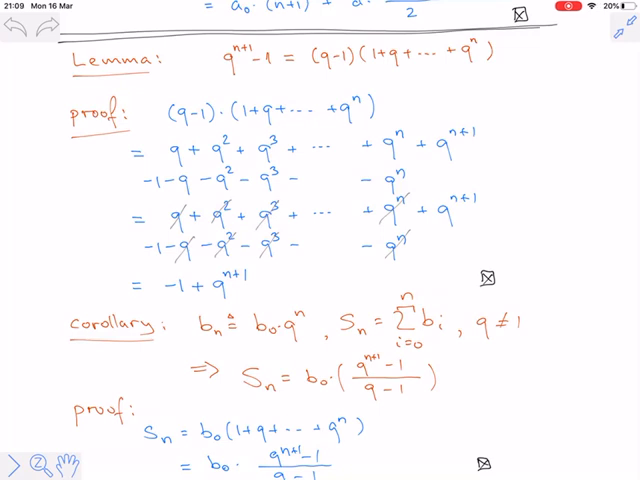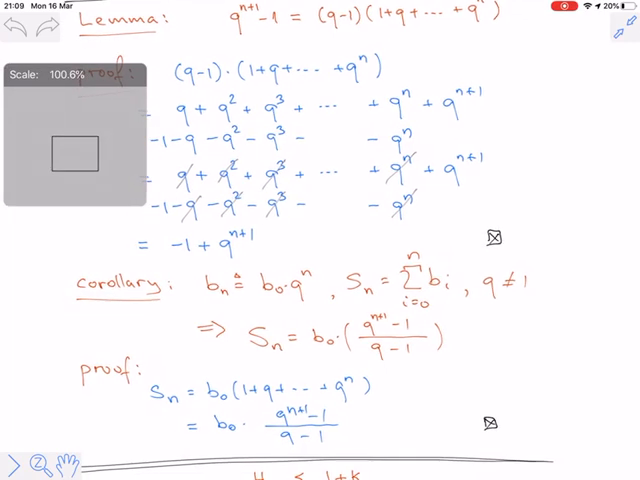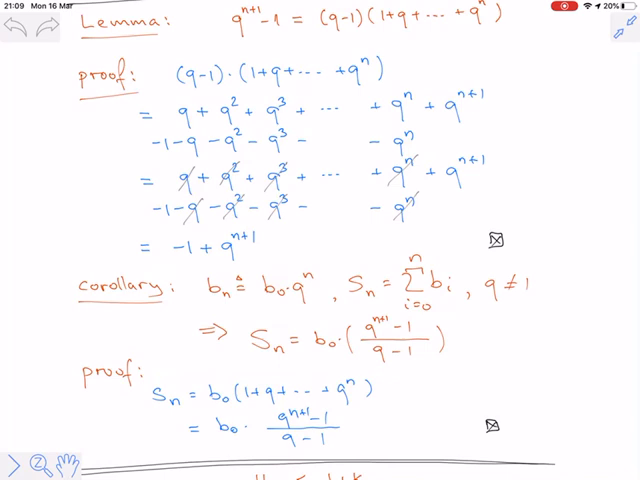Great. Now, I use this lemma in order to prove the formula for the sum of the geometric series, right? The only difference I have to notice now is that in the geometric sequence, the nth element is not Q to the power of n, but rather B0 times Q to the power of n. So when I look at this sum, Sn, it's B0 times 1 plus Q up to Q to the power of n. Now, for this thing, I already have an expression. It is Q to the power of n plus 1 minus 1 divided by Q minus 1.